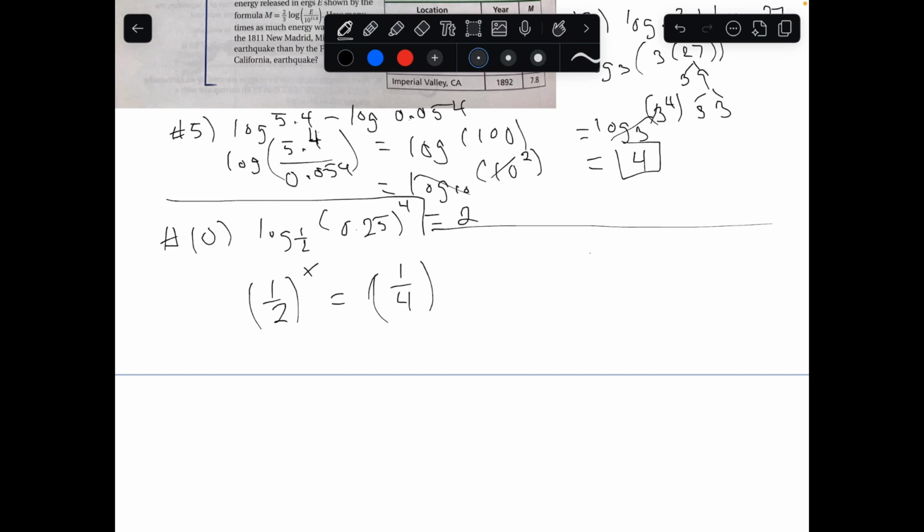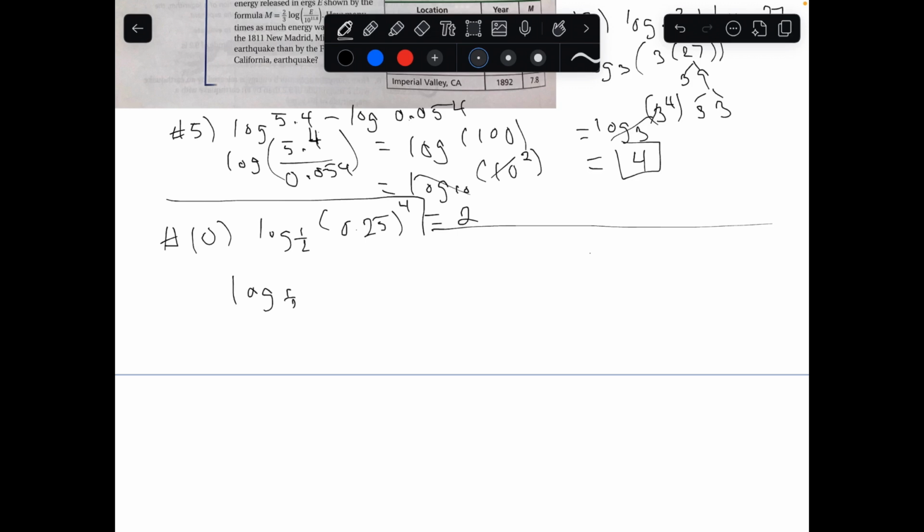You know what? That's not the approach to take. Let me try it this direction instead. I'm going to take my 0.25 and put it into a fraction of 1/4. That would be the easier way to go.